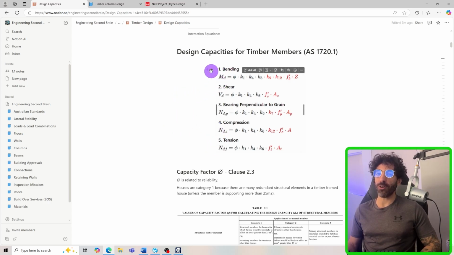And notice that for every check, we have phi, K1, K4, and K6 in common. And then for each calculation, we have different factors shown in the red color. So what we're going to do in this first moment is to go through all these common factors first. So we're going to go through phi, K1, K4, and K6.